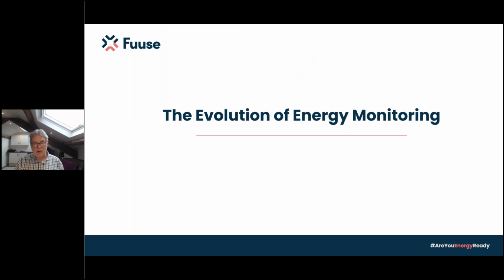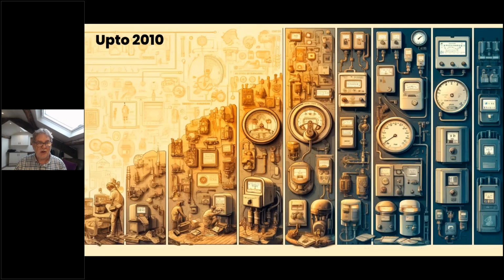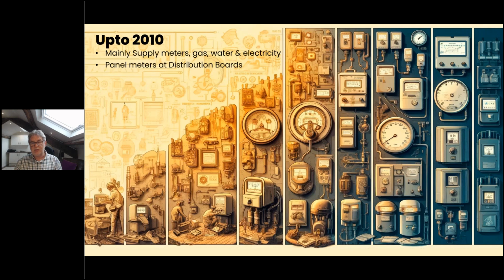So moving on to the evolution of monitoring. Now, I've picked 2010 because that's when I started in the energy monitoring industry. And then it was mainly just meters at site level, gas meters, electricity meters, water meters, etc. And there are the meters set into the panel distribution board to provide what's happening now in terms of volts and currents, etc. But there's very little communications between these meters or the supply meters to really help people get to the bottom of what was happening.